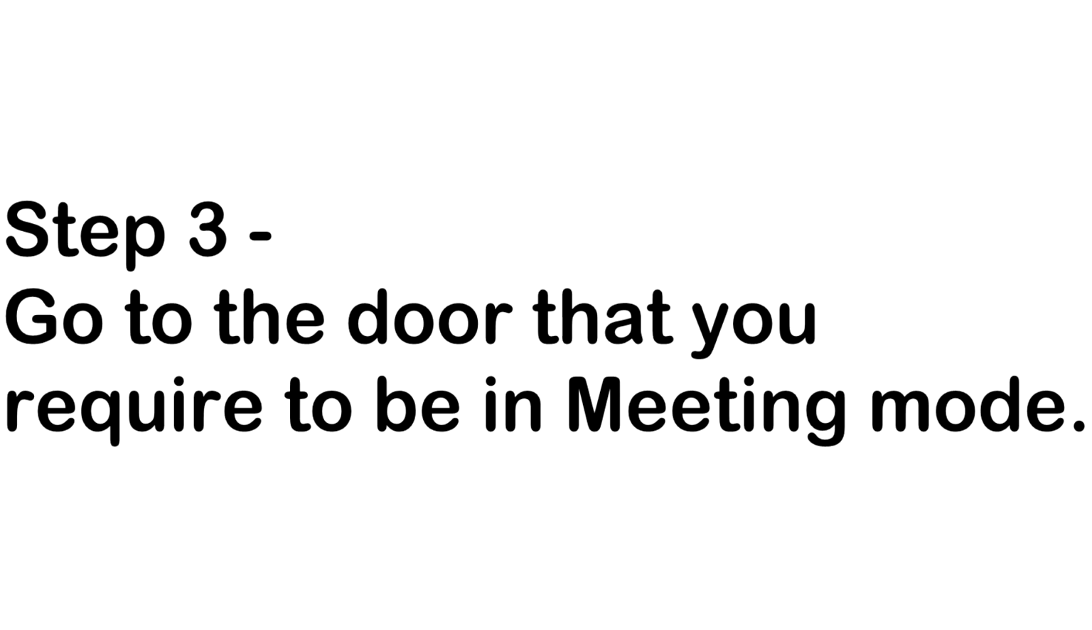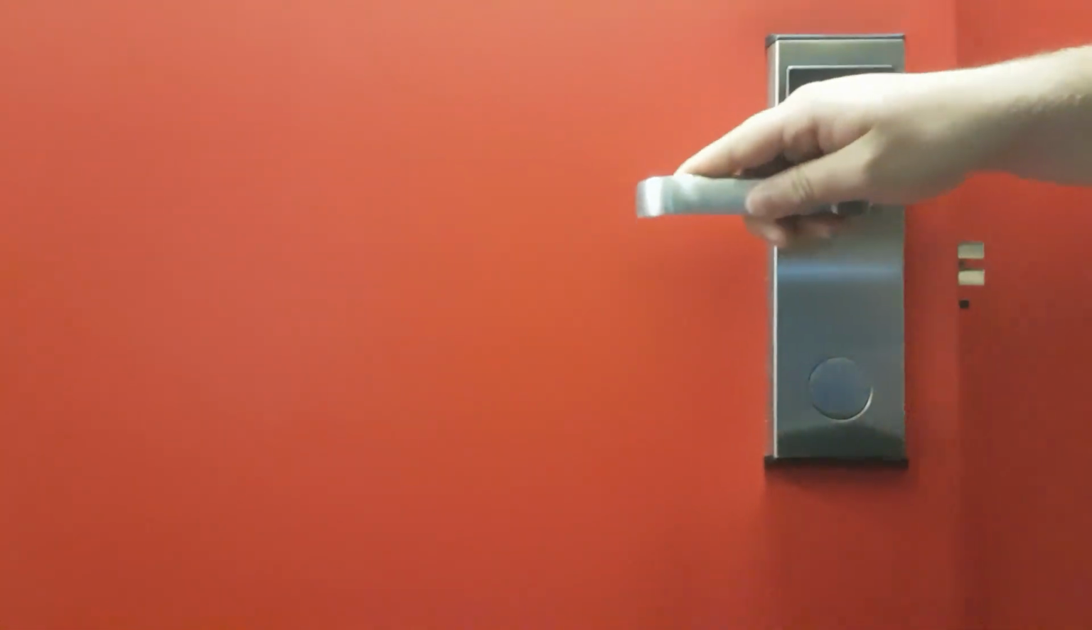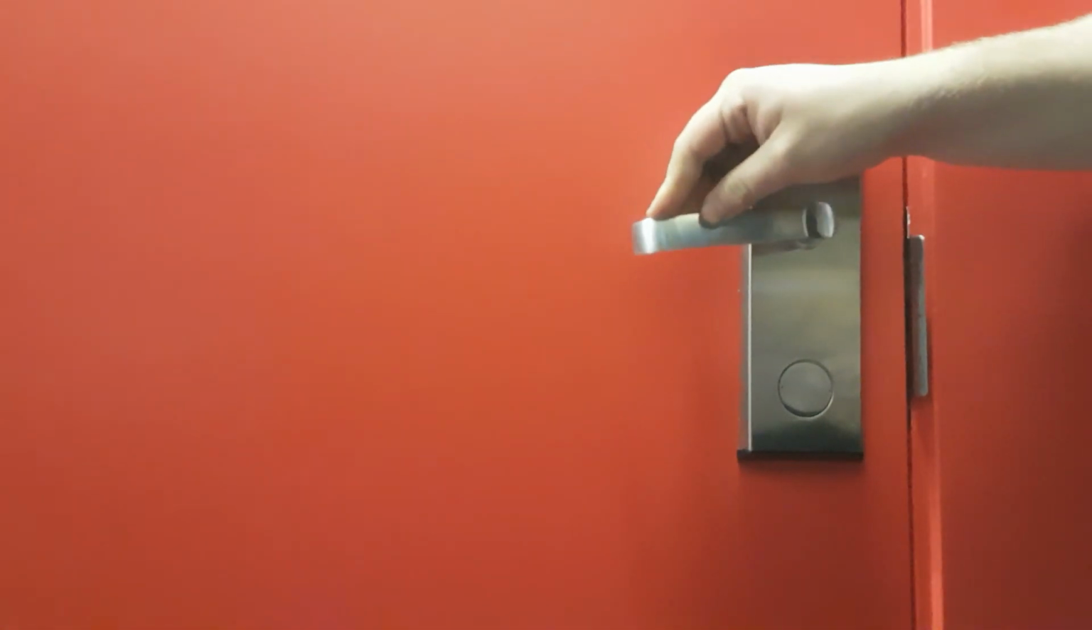To use a meeting card, go to the door you wish to put into meeting mode. Present the meeting card. You will hear the lock beep once. This will now stay unlocked until you present the meeting card once more.